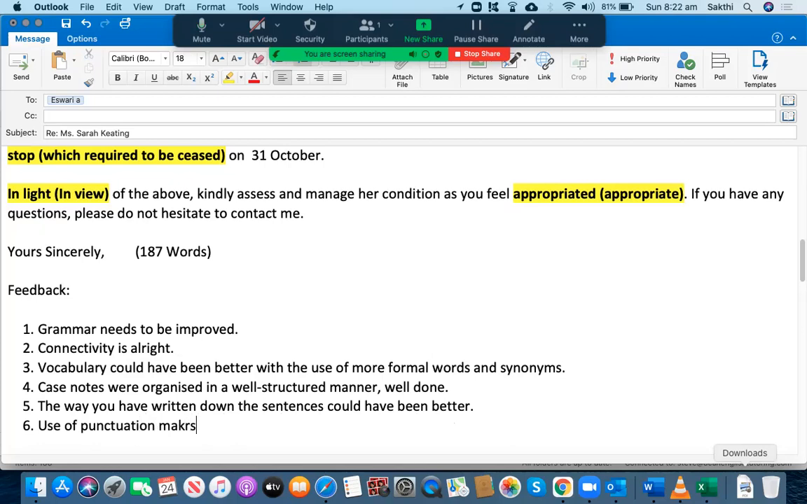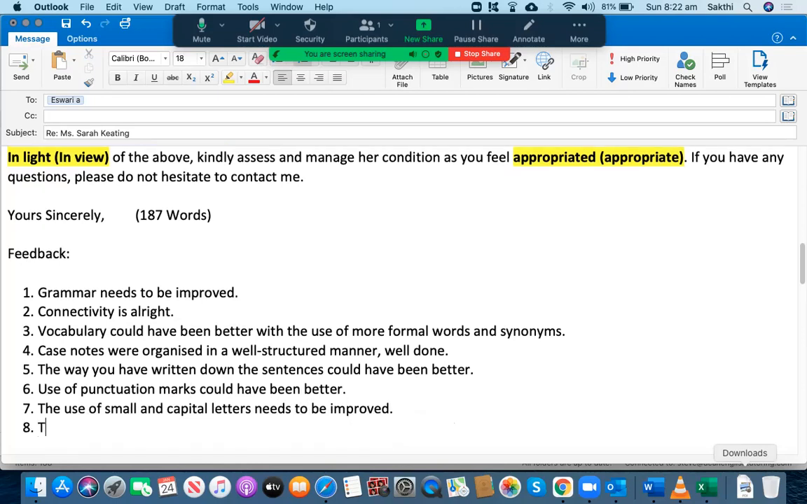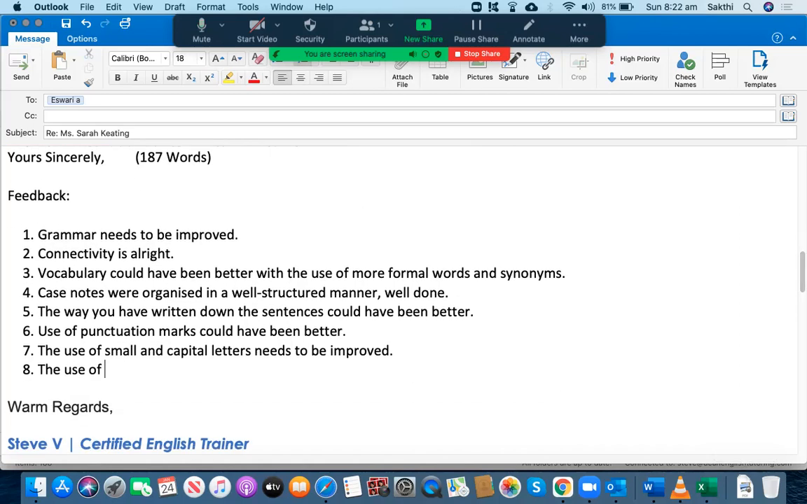Use of punctuation marks could have been better because she didn't use a punctuation mark, I think, in one location, so it could have been better. Okay. And then the use of small and capital letters needs to be improved. All right. The use of syllables. So you need to know how the syllables look like. Okay. The use of syllables is not up to the mark. Okay.